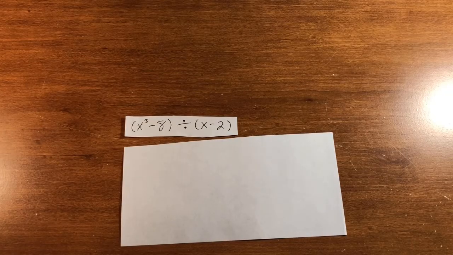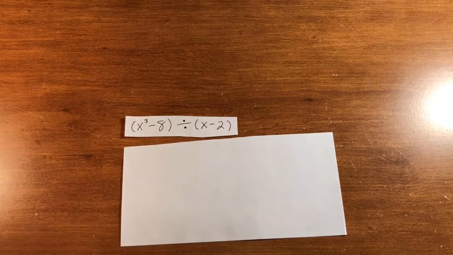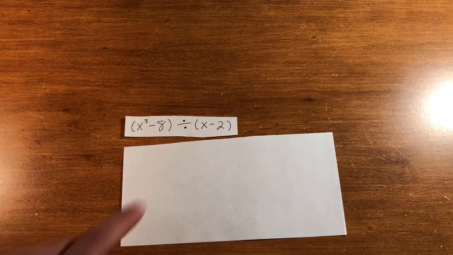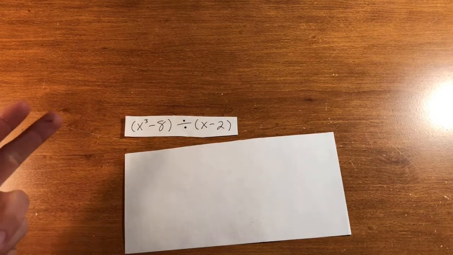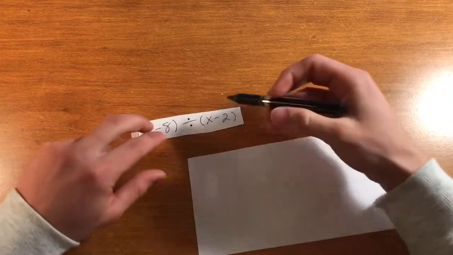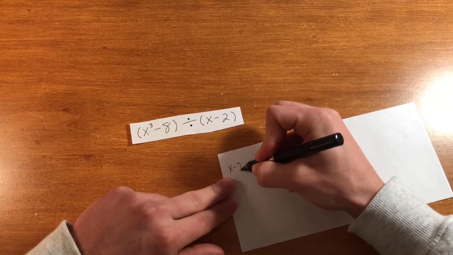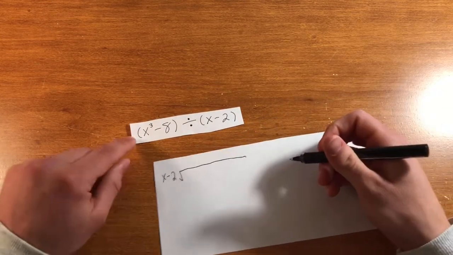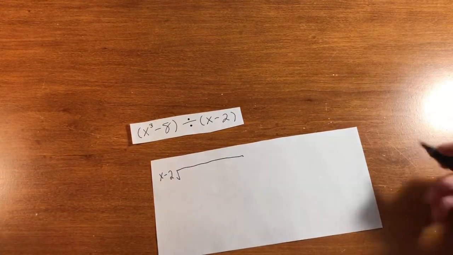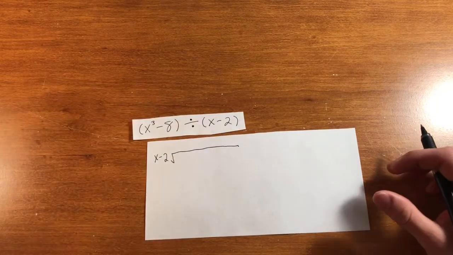Here is example number 2. I have x cubed minus 8 divided by x minus 2. In order to divide these polynomials, I want to use long division. So I'm going to take this x minus 2, that is again my divisor. And what I put on the inside is my dividend, which is x cubed minus 8. However, there is a little bit of a caveat here. Something that we must note and then something we must do.